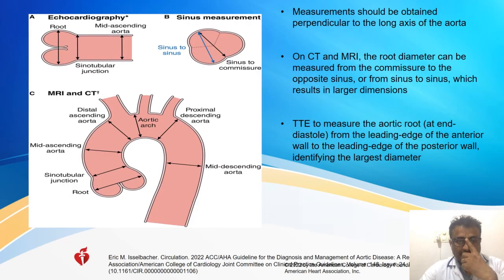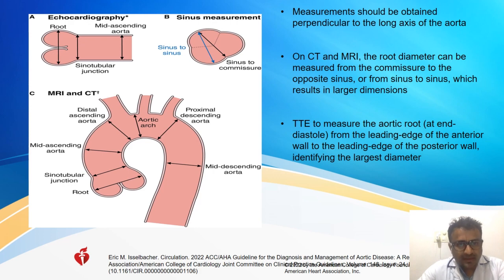Here, this is the picture showing the diameter which we take during CT scan and echography. As I said, measurement should be obtained perpendicular to the long axis of the aorta. On the CT and MRI, the root diameter can be measured from the commissure to the opposite side, or sinuses to sinuses, or sinuses to the commissure.